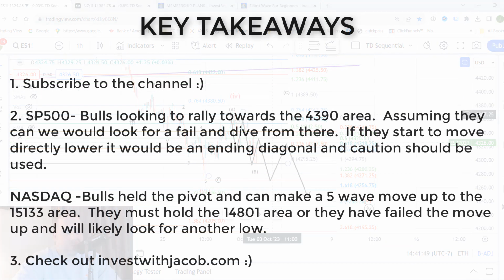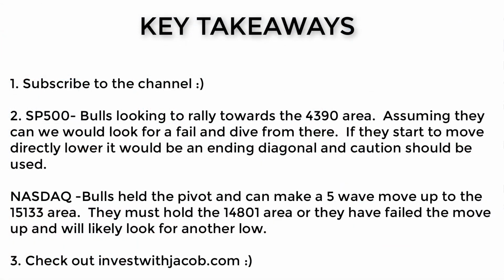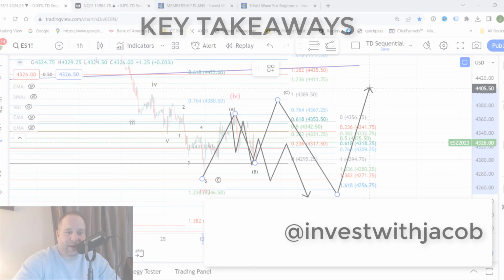Key takeaways for today. The primary count on the ES is we're looking for this ABC to play out up towards 43.90, and then we would look for a move down to complete this bigger wave C into this 42.50 area, and then up from there.